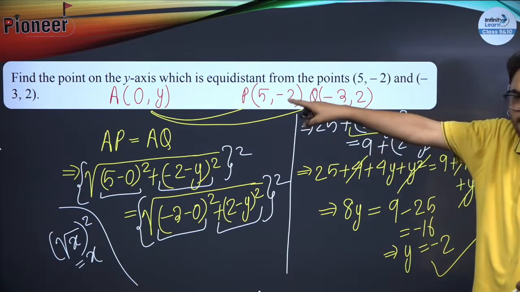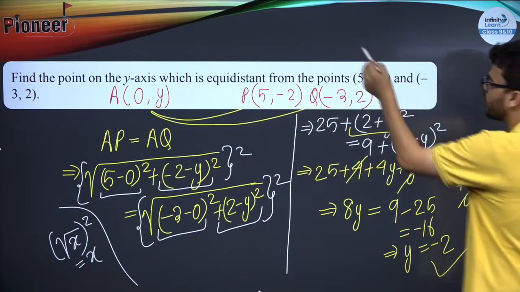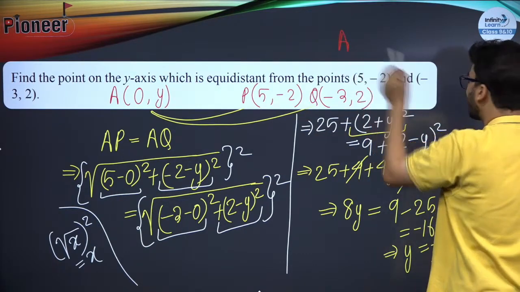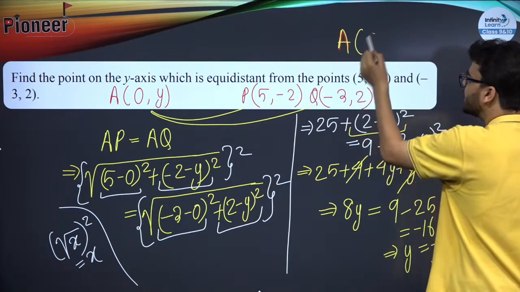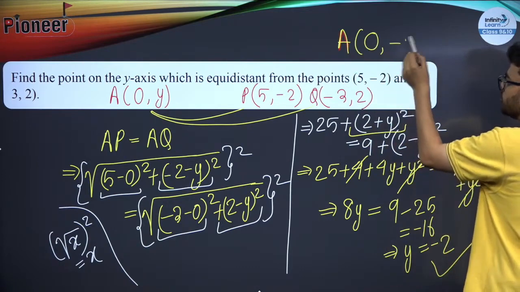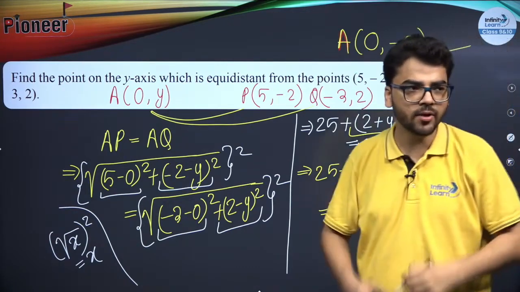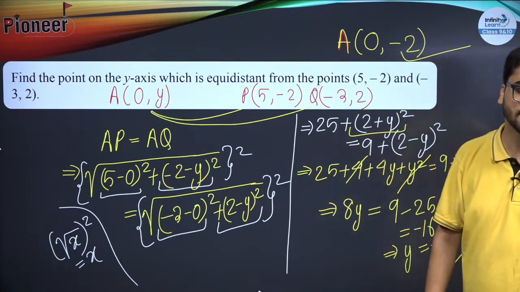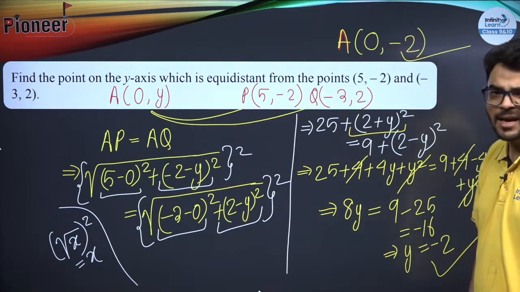So the coordinates of that point on the y-axis will be what? The coordinates of that point on the y-axis are A(0, y), or you can say A(0, minus 2). Is this clear to every student in this session? Any doubt in the question, guys, to any student in the class? Just confirm that, guys. Is this clear?